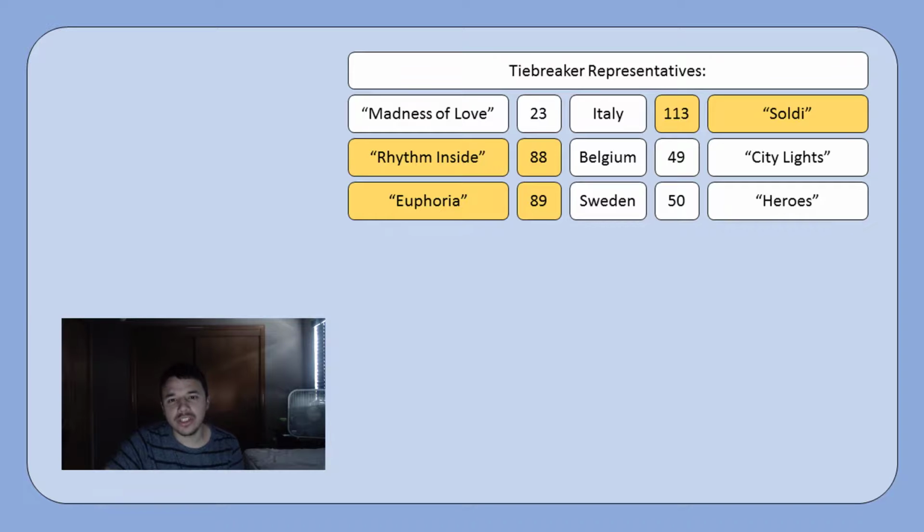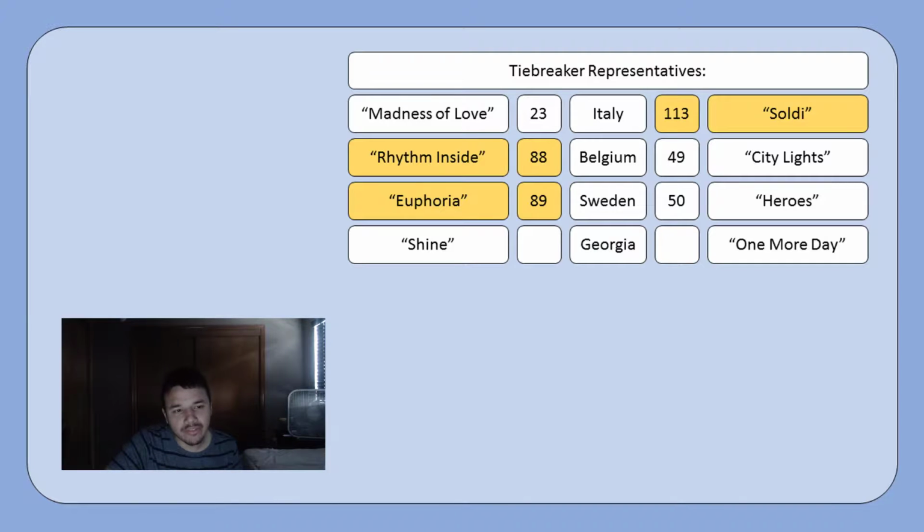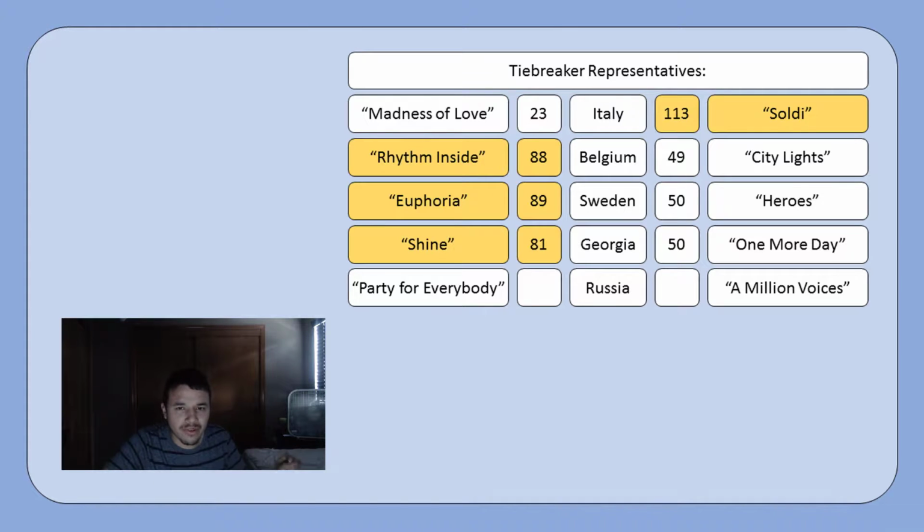Next up is Georgia, and we have the song Shine versus One More Day. With the result of 81 votes to 50, the winner is Shine. Fifth up to determine is Russia, with the song Party for Everybody versus A Million Voices. With the voting result of 77 to 59, the representative for Russia in the Decennial contest is A Million Voices.